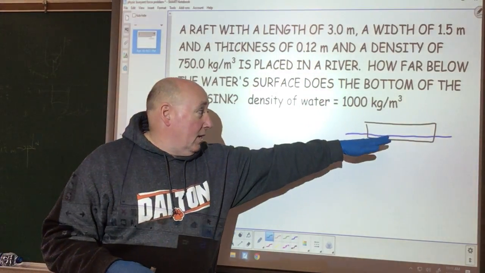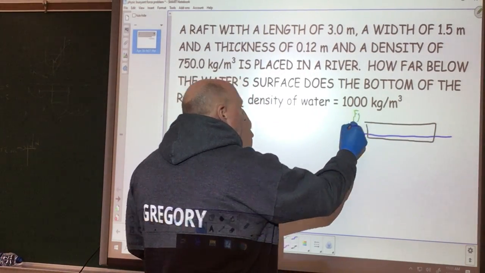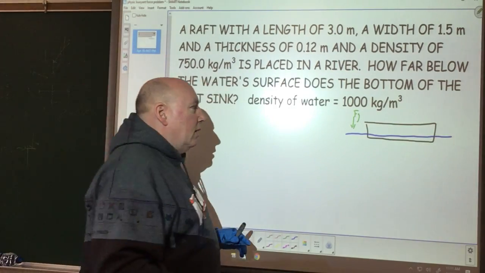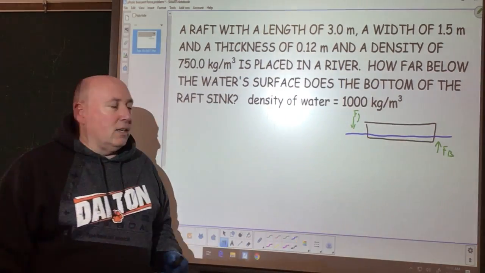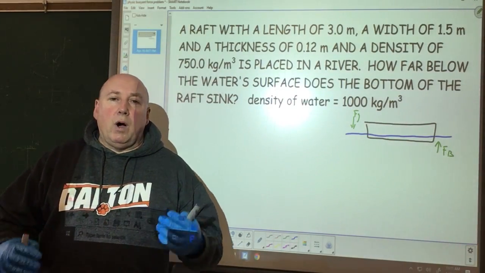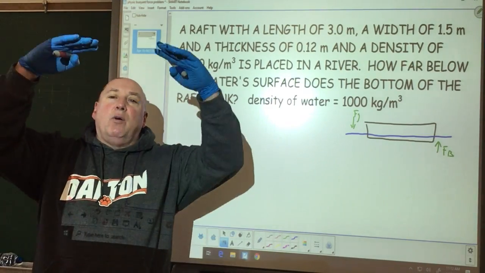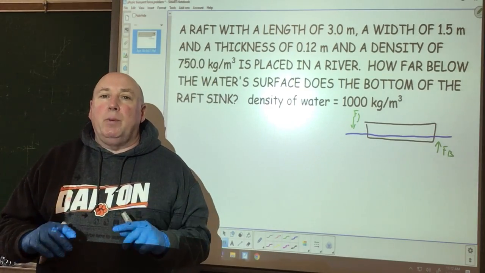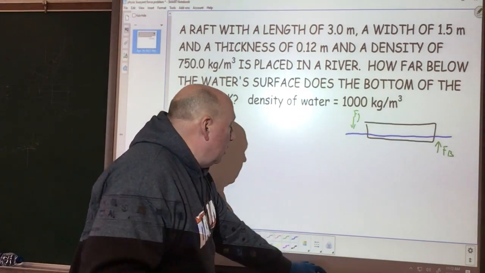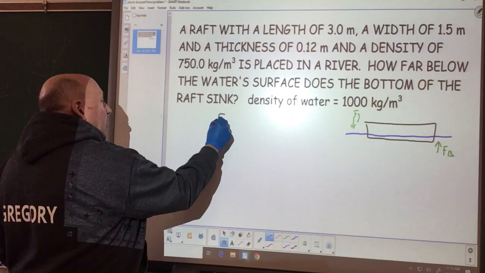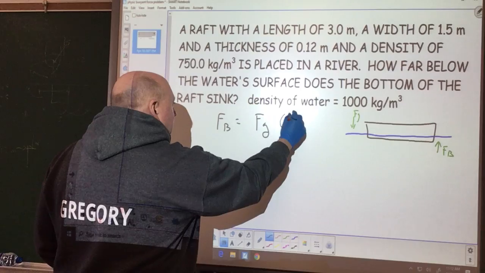So what happens here is you have the force of gravity, the weight of the raft, but you also have this buoyant force that's going up. If it's not moving in the water, it's just sitting there, it's not going any further down, it's not going up out of the water, what has to be true about these two values? That's exactly correct. They have to be equal. So the buoyant force has to equal this force of gravity, which is the weight.